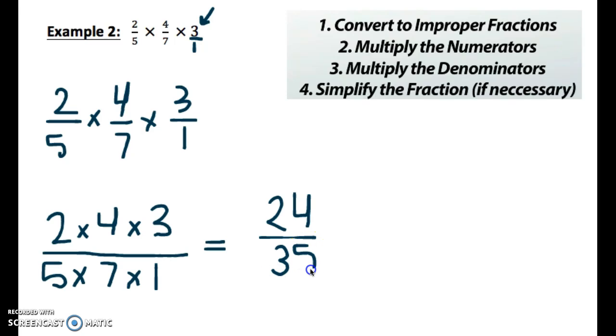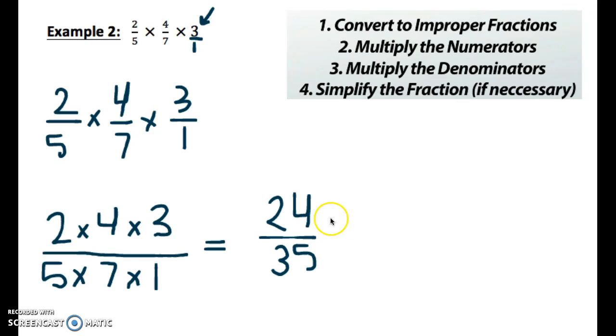And again, let's look at step number 4. Can we simplify this fraction? In the numerator, I have a 24, and that can be divided by a 2. It can be divided by a 4, a 6, an 8, a 12. But in the denominator, I have a 35, and 35 can only be divided by a 5 and a 7 and a 1 and a 35.